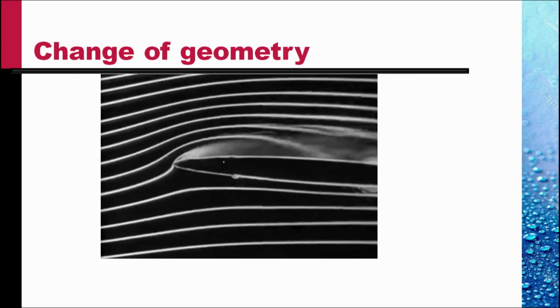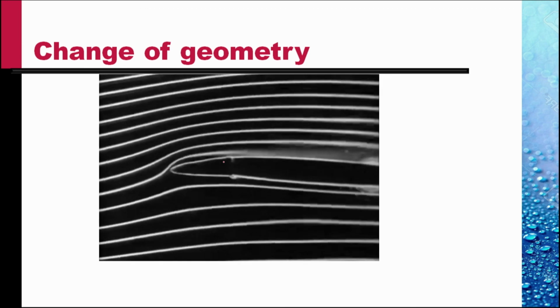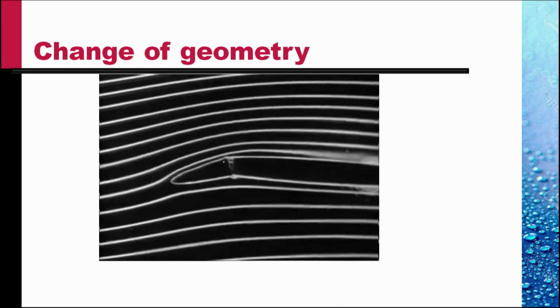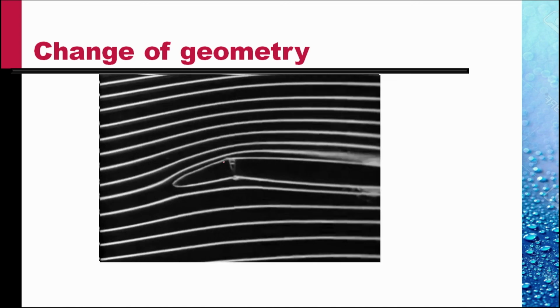Change of geometry. This wing is stalling, is causing separation at the upper surface because of the angle of attack. If I change the geometry, I make the nose droop a little. I see the separation is suppressed. I droop more, separation is suppressed more. Aircraft wings have been designed with these geometries.